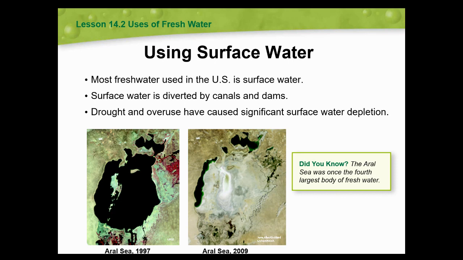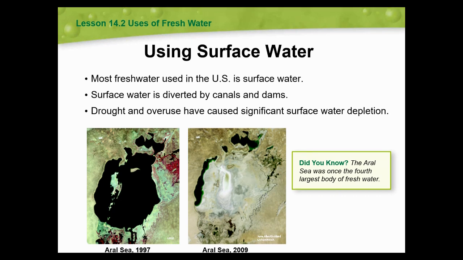Now, most of the water that we use in the US anyways is fresh water, or is surface water. So most of that fresh water is surface water. So surface water is either lakes or rivers, and it can be diverted by canals and by dams. Drought and overuse, though, have caused significant surface water depletion.